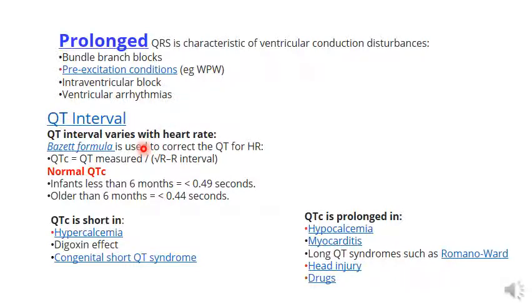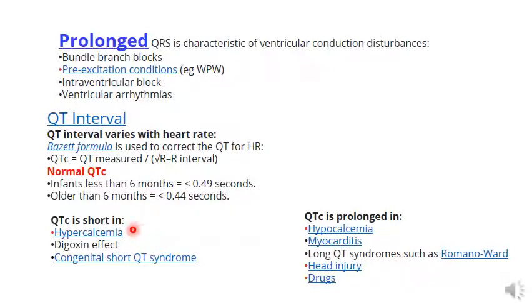QT interval varies with heart rate. So there is a formula used to correct the QT interval for the heart rate. We call it corrected QT: the QT measured normally, divided by the square root of the RR interval. Normally, QT corrected in less than 6 months is less than 0.49 second, and older than 6 months, less than 0.44 second. When it is above this, you should call it prolonged QT. So you have to use this formula to get the corrected QT interval to say that this is prolonged.